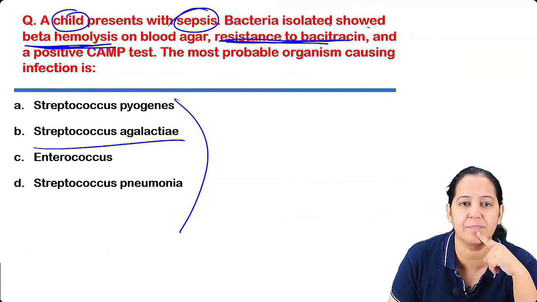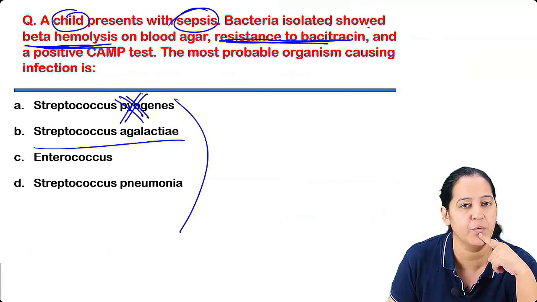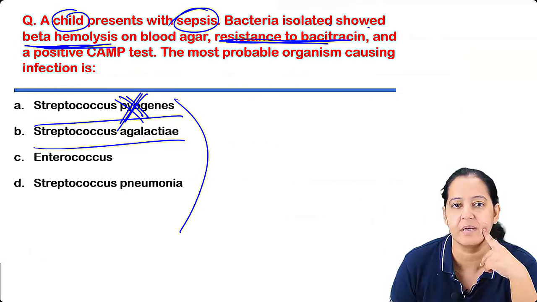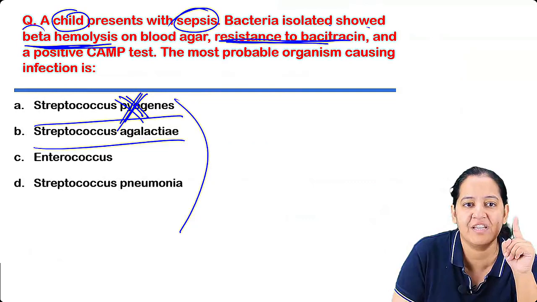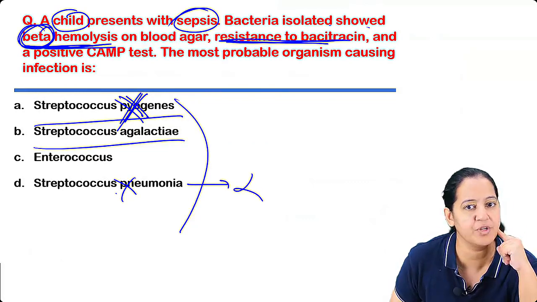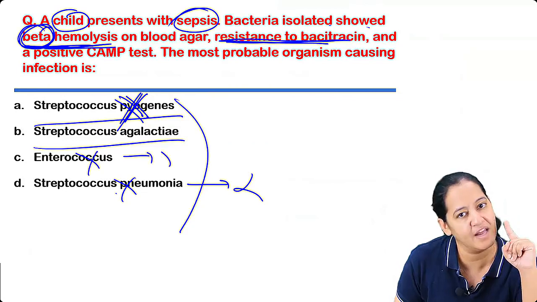Resistant to bacitracin पढ़ के, can I remove this? Can I remove this? It is sensitive to bacitracin. Pyogenes is the only bacteria which is sensitive to bacitracin. Rest all 19 are resistant. So I will remove this option. It is beta hemolytic. Beta. Streptococcus pneumoniae is alpha. Can I remove this option? Enterococcus is gamma. Can I remove this option?